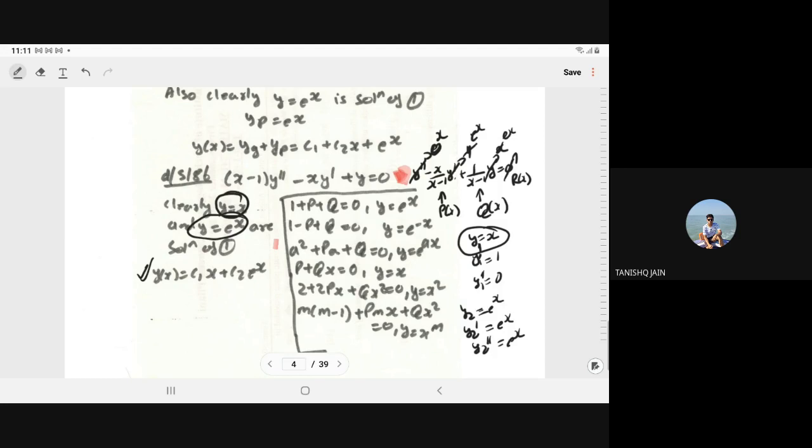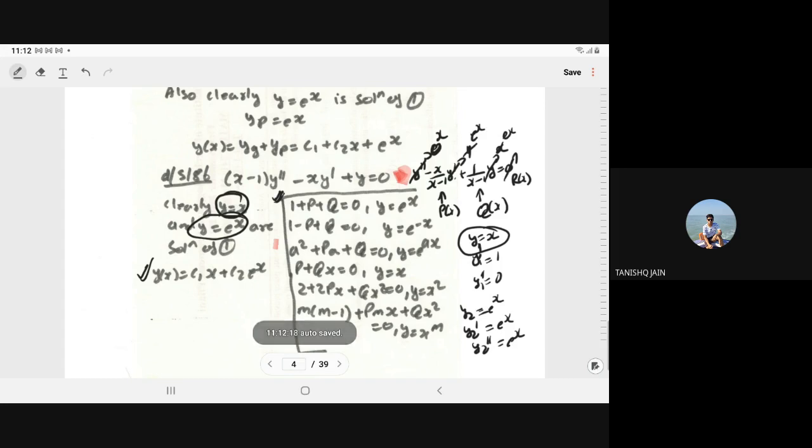Now you can ask how you have recognized that y is equal to x and y is equal to e to power x are the solutions. For that I have given a hint in the box. If 1 plus p plus q is equal to 0, then by inspection you can say y is equal to e to power x will be the solution.